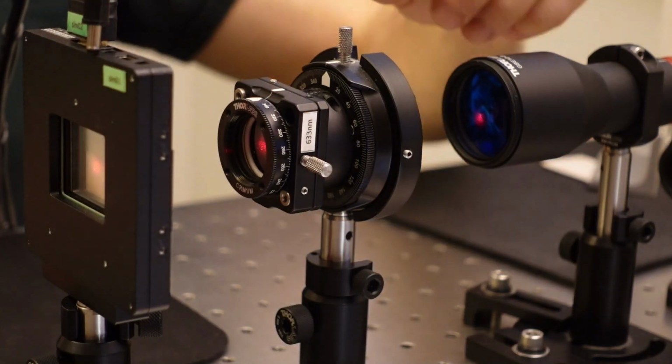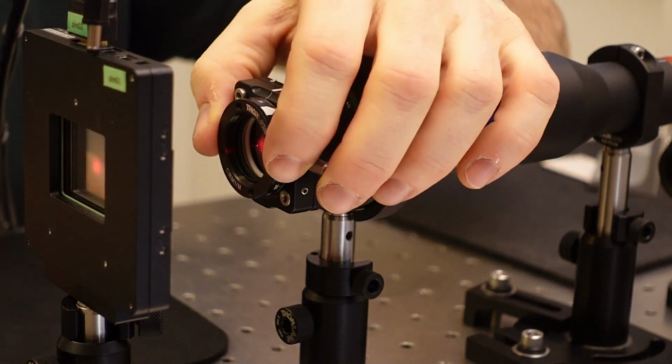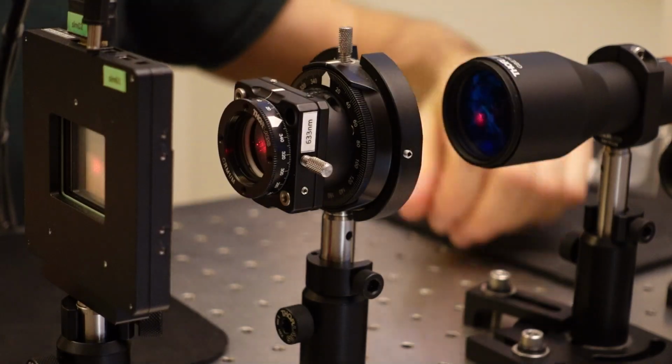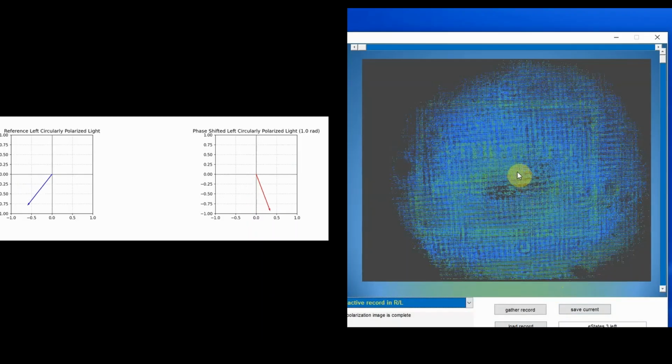Switch now to a left circular input, the other eigenstate. Collect. And it's the same thing. The whole field appears blue, indicating that it's all left circular. In other words, no change from the input. But what Monet does not show us is that the phase of the text is different from the phase of the background. Phase is fundamentally invisible to this camera.